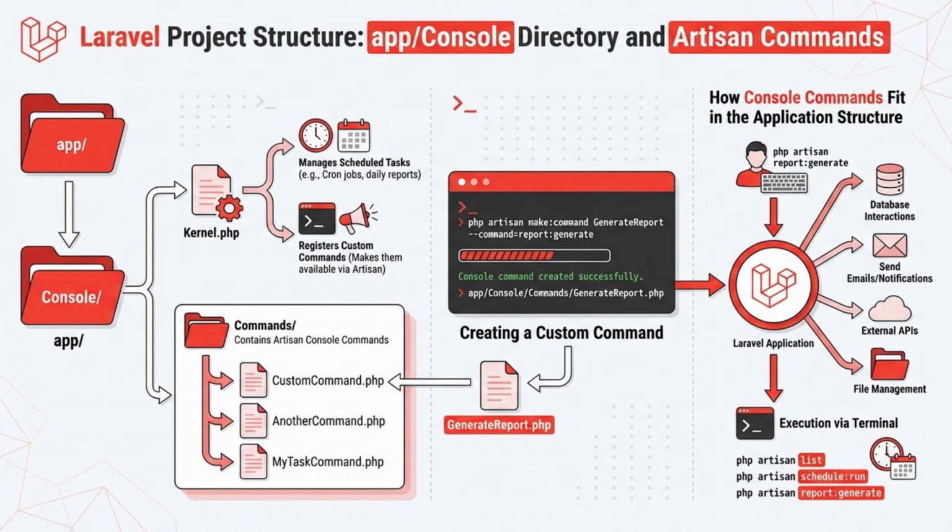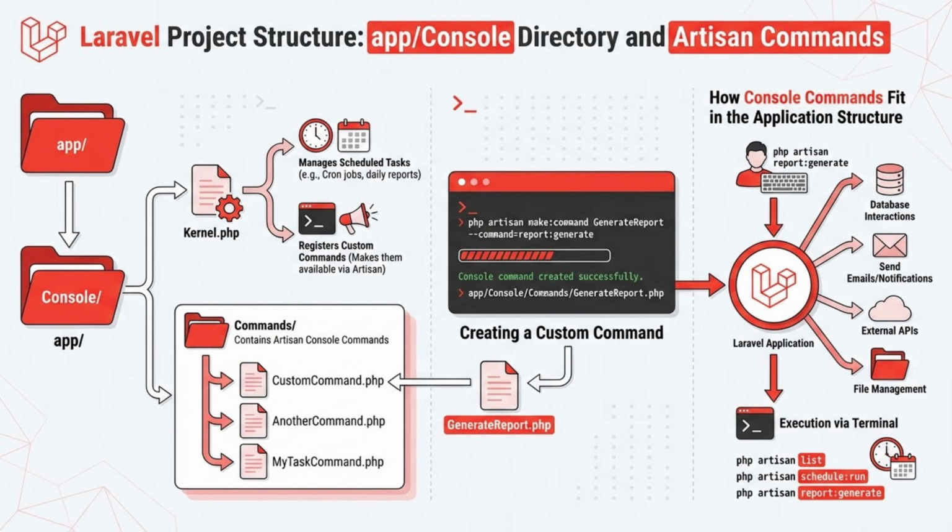The console kernel works as the central hub that registers custom commands and manages scheduled tasks. This is where you define repeated operations such as daily cleanup jobs, automated reports, or cron-like schedules that Laravel should run automatically. The kernel makes sure your custom commands are recognized by the Artisan tool so you can execute them whenever needed. Inside the Commands folder, Laravel stores all the custom Artisan commands you create.